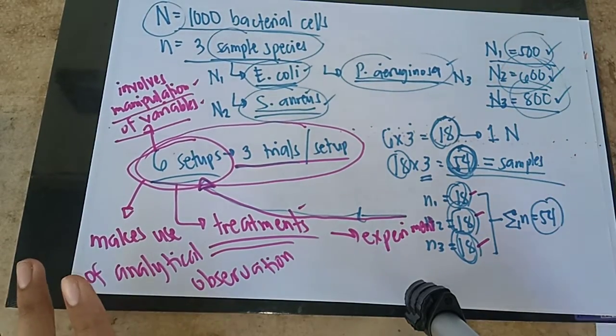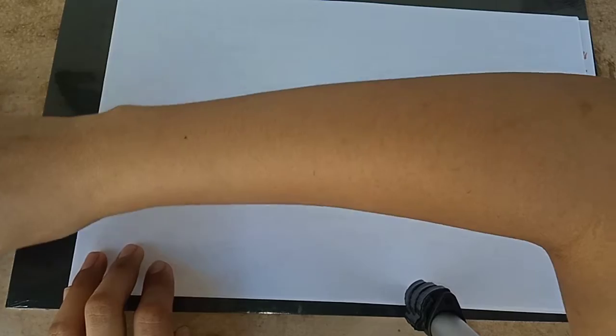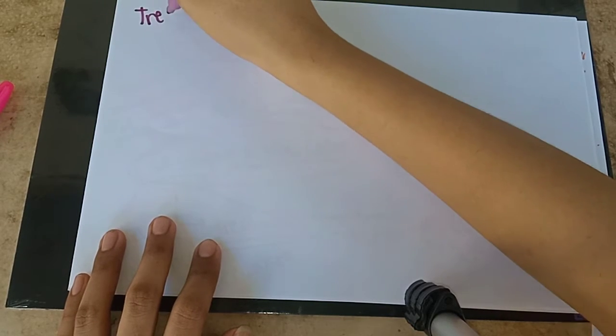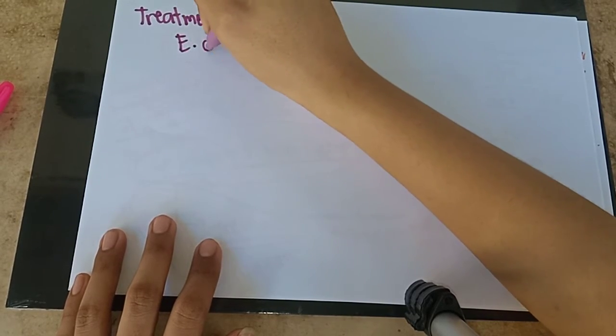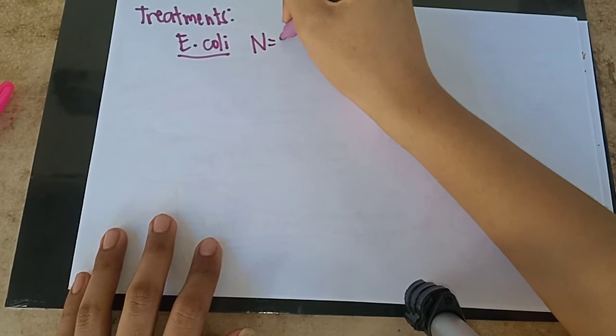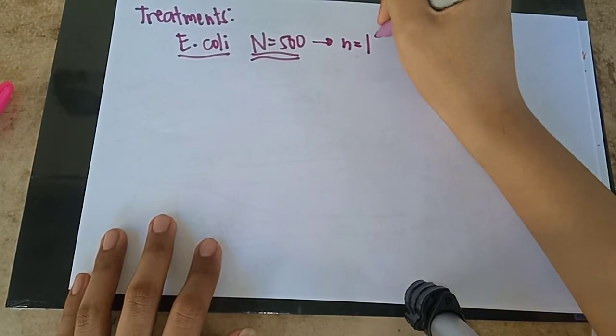Now, what do we actually mean by treatments? Let us have this example. To discuss experimentation even more, let us have a concrete understanding of the treatments. In making treatments for experimentation, let's say we use the variable Escherichia coli. This variable is the bacteria, the experimental unit. This bacteria has a population of 500, as we mentioned earlier, and from this population of 500, we gathered 18 samples.